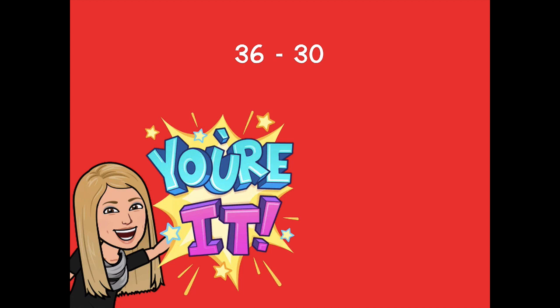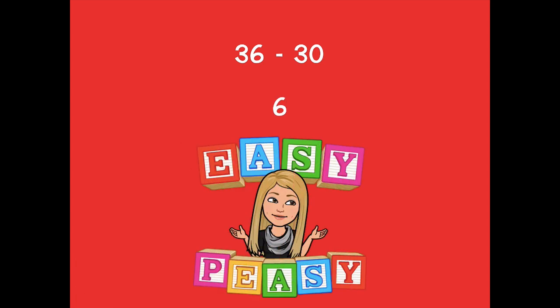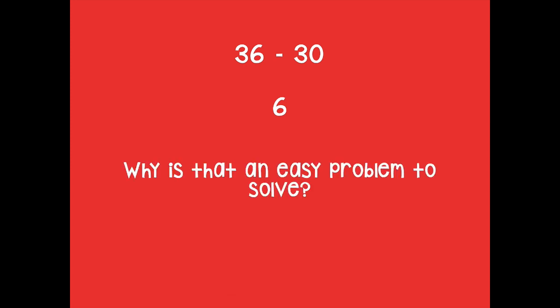All right, friends, pause if you need more time. Okay, so 36 minus 30 is 6. That's pretty easy peasy, right? So let's take a look at why that was an easy problem to solve. Why was that so easy?